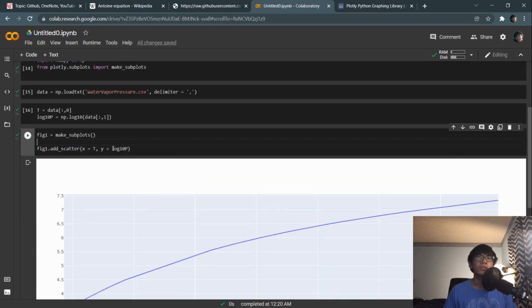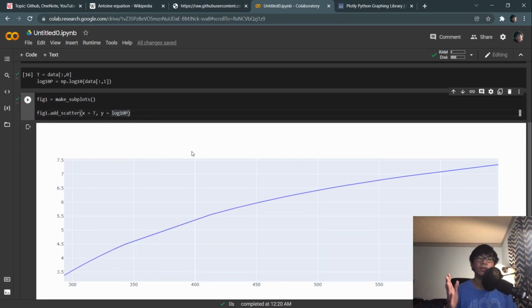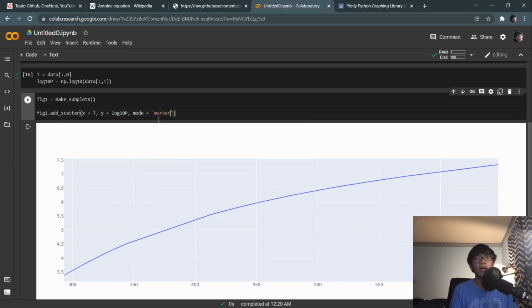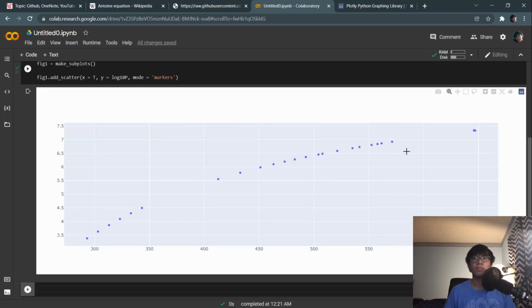But anyways, going back to it. We graphed our data onto this nice little graph Plotly allowed us to make, but you can see it's lines. And with data, we don't really use lines to represent data. We use markers. So we're going to change this to mode equals markers, and that will give us them in markers. Nice. And you can see a little trend right there.